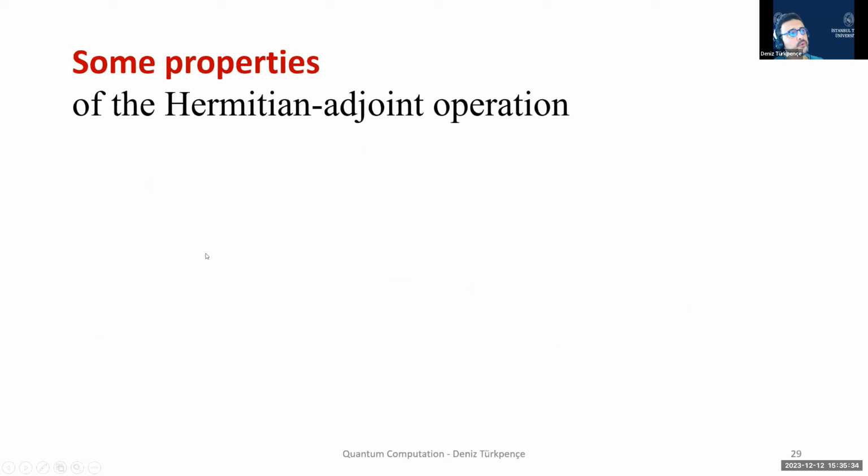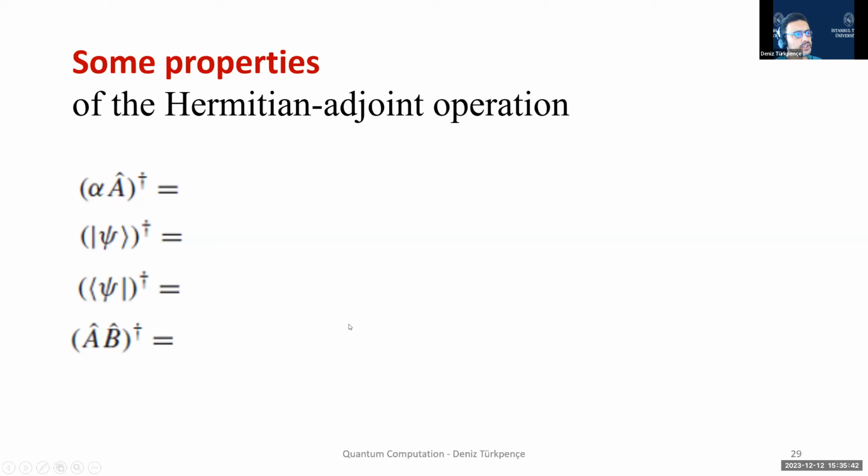So let's see some properties of the Hermitian adjoint operation, okay? For example, if you have alpha multiplied by operator A, and you take the Hermitian conjugate, what is the result? Or if you want to take the Hermitian conjugate of a ket or of a bra, or the Hermitian conjugate of a multiplication of two operators, what are the results? So here are the results. If you take this Hermitian conjugate, you will obtain the complex conjugate of the complex number multiplied by the Hermitian conjugate of that operator. The Hermitian conjugate of a ket is equal to its dual version, and the bra's Hermitian conjugate is equal to the ket. And the Hermitian conjugate of the multiplication of two operators is equal to the multiplication of the Hermitian conjugates of the operators, but in reverse order.